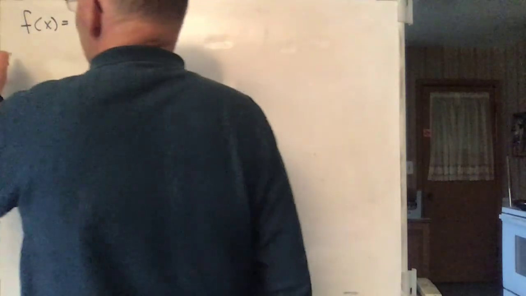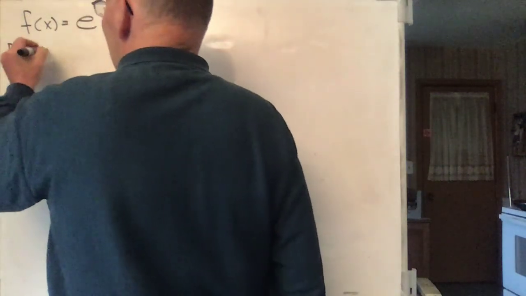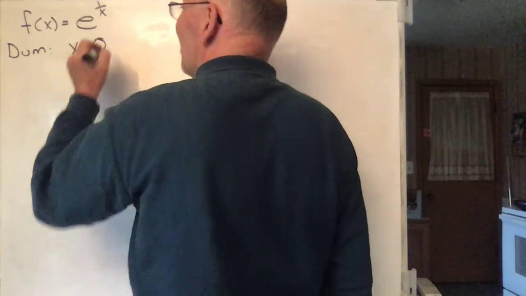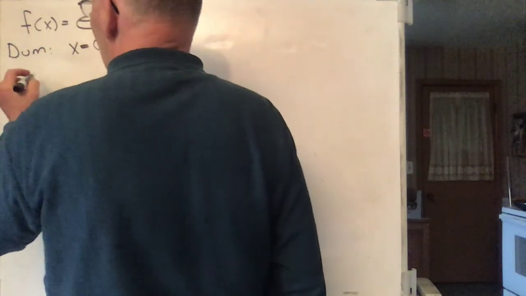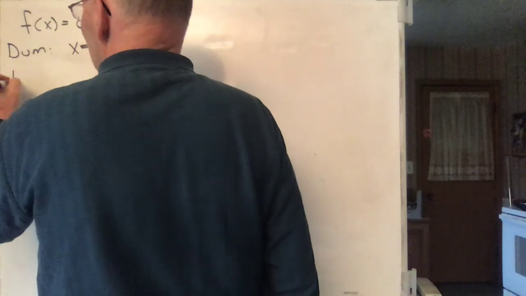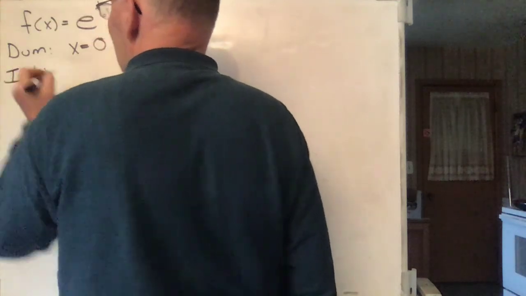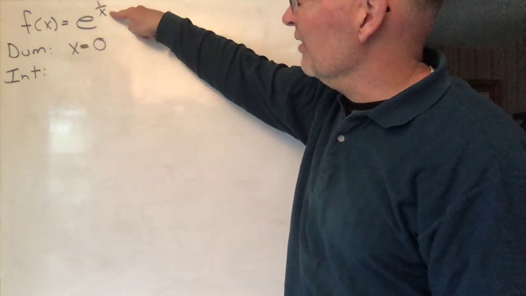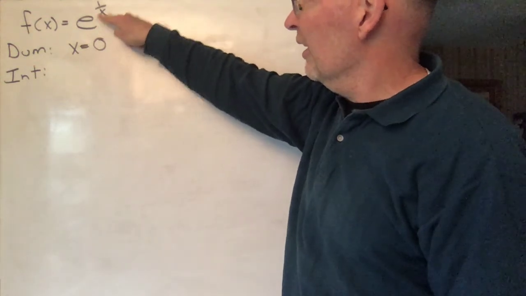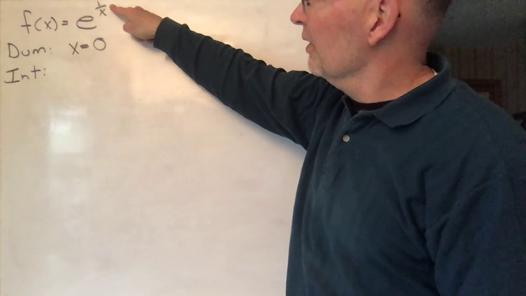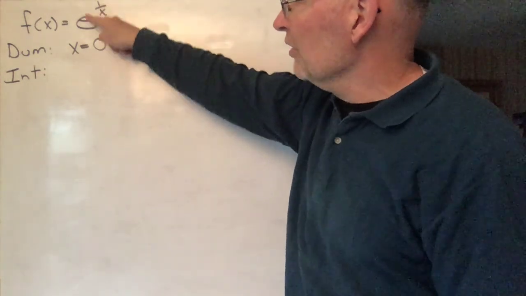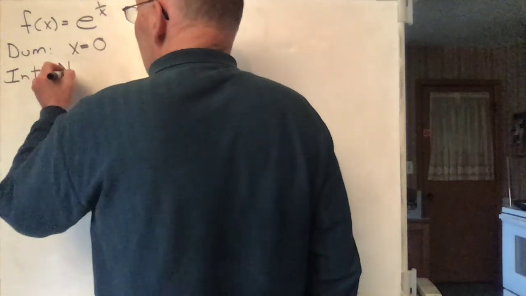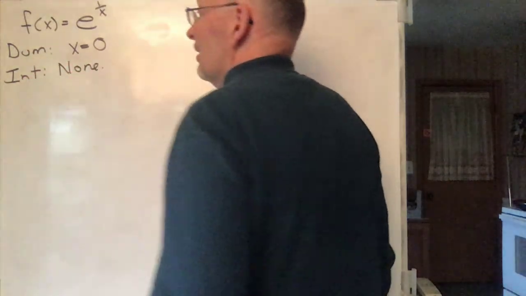So here we go. Domain: x can't be 0. And then intercepts. Well, let's see. There's no y-intercept since x can't be 0. And notice that e to anything is always positive. So the function will never be 0. It will always be positive, so there are no intercepts. None at all. Okay?